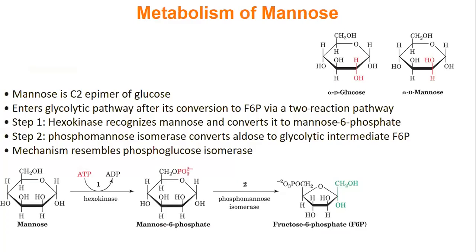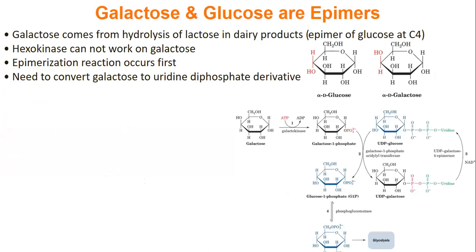All right. Okay. So just two more sugars to talk about here. Galactose, those of you who like milk, when you have lactose and you hydrolyze lactose, you make galactose. And galactose is just an epimer of glucose at C4. So if you don't remember what an epimer is, an epimer means that one chiral center is different. Everything else is the same. So if you look, all the other OHs are pointing in the same direction, except for carbon four. And this one difference is enough where galactose cannot be worked on by hexokinase. It's too different.